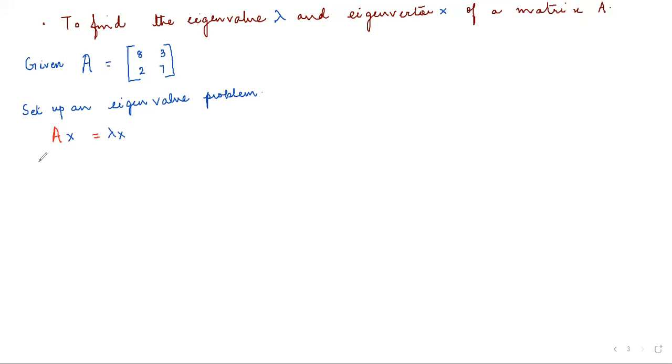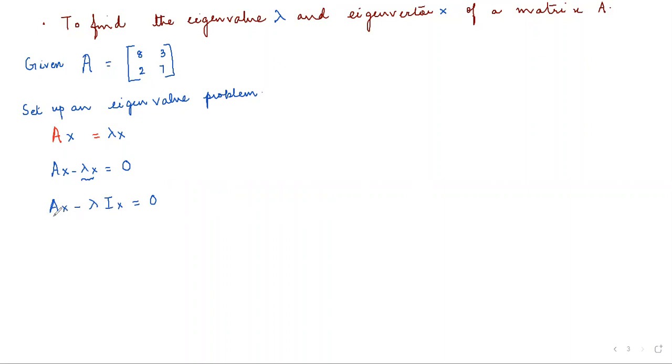To solve this, we can equivalently write it as Ax minus lambda x equal to 0. Now, this is not the correct thing. We should write it as Ax minus lambda times Ix equal to 0, because lambda is a scalar and this is a matrix, so we have to write it this way.